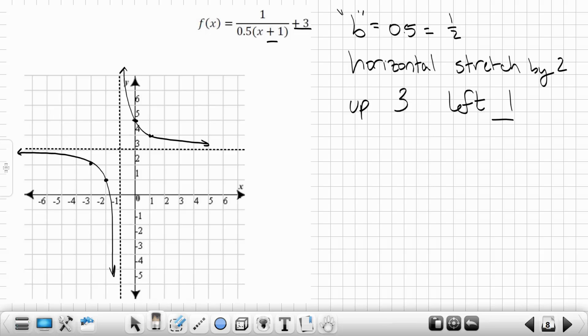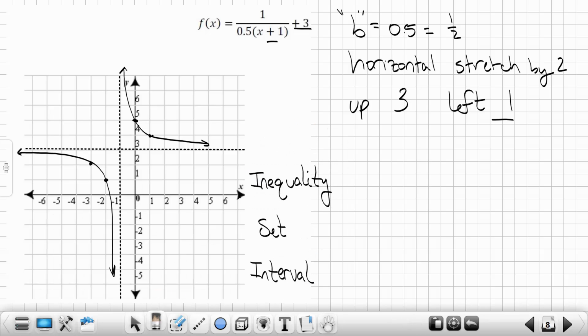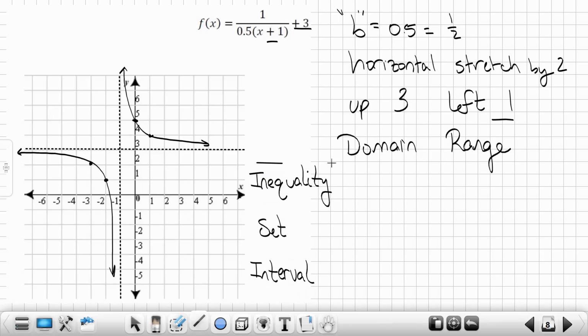Right. So the first one was inequality notation, set notation, and interval. Now we're getting crazy, and we're doing domain and range. Because if it's more than one, it's a stretch. And if it's less than one, it's a compression. Correct. I don't know who you're talking to, but that is a correct description.